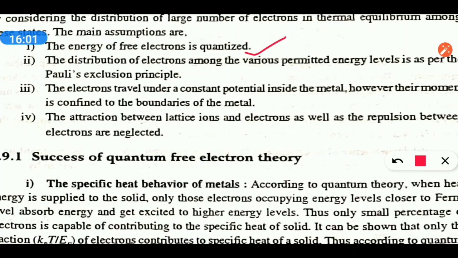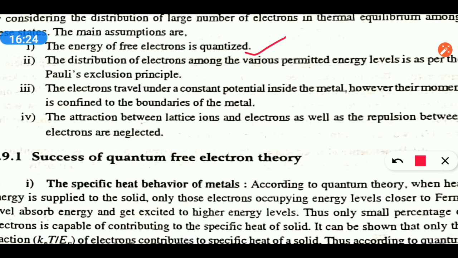So the energy of the free electrons is quantized. The electron's energy is not stable; it can change, it keeps changing, in ascending order. It will be at very low energy levels at very low temperatures. If the temperature starts increasing, the energy can also increase.